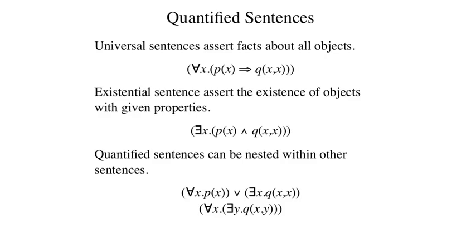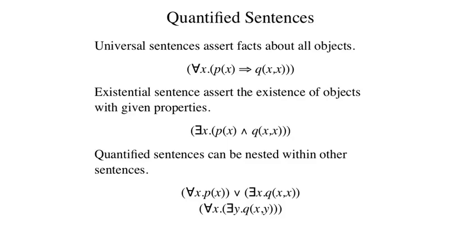There are two types of quantified sentences: universally quantified sentences and existentially quantified sentences. A universally quantified sentence is used to assert that all objects have a certain property. For example, the expression shown here is a universally quantified sentence asserting that if P holds of an object, then Q holds of that object and itself. The universal quantifier is notated by this upside down A.